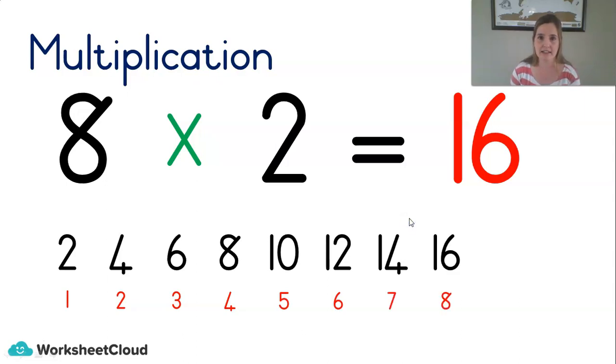Was that right? Let's check our answer. Yes, that was right. We counted in twos 8 times to check it is 16. Have you noticed? It's just a little trick when you're timesing something by 2. It's the same as saying double. If that confuses you, then don't worry about it. But if you notice that trick, it can make it easier, so see if you can spot it with the next one.